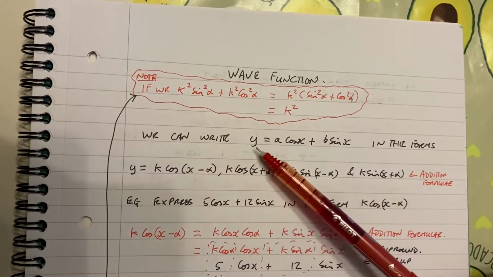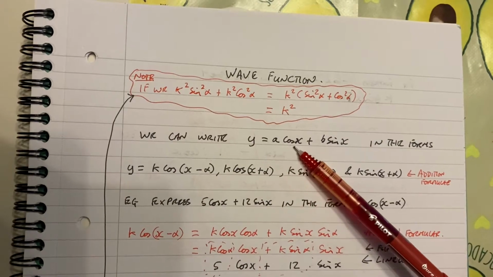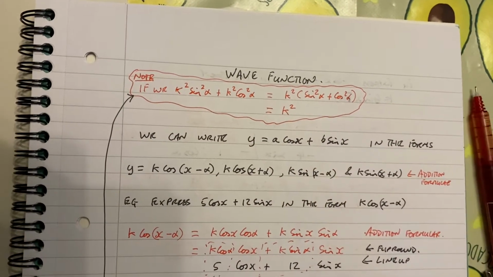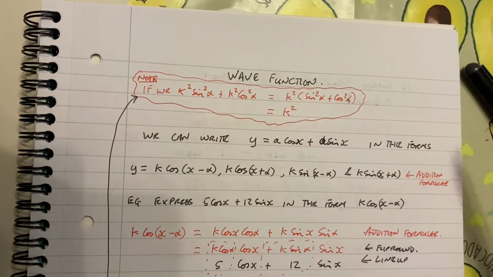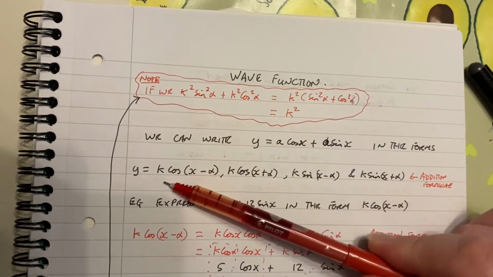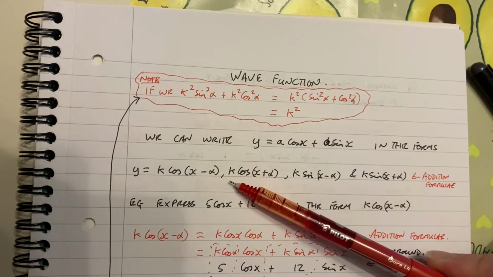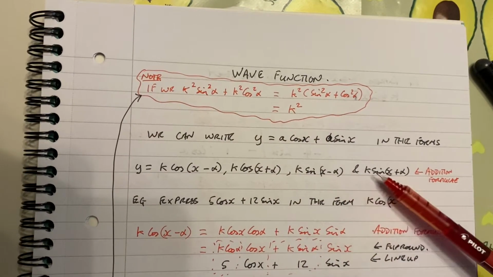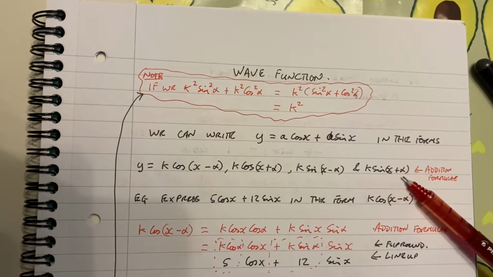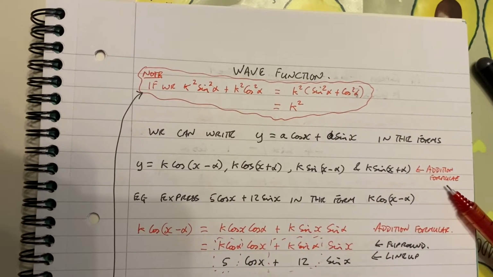So we can write y equals a cos x plus a sine x in the form y equals k cos x minus alpha, k cos x plus alpha, k sine x minus alpha, and k sine x plus alpha. It's just addition formula we did a couple of weeks ago.